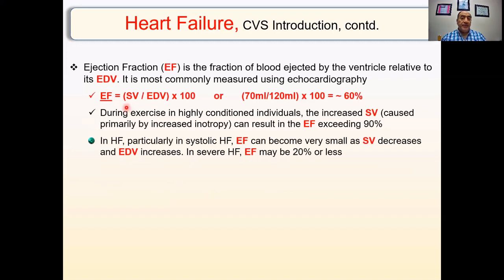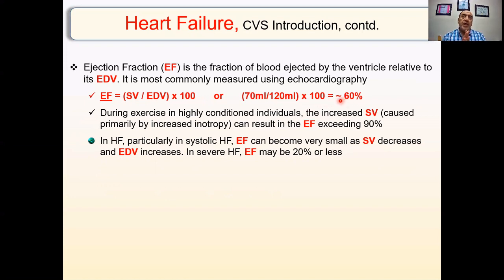Finally, the ejection fraction, very important. When we talk about heart failure, we'll talk about the ejection fraction, whether it's changed or not. This we'll talk about in the next video. It's the fraction of blood ejected by the ventricle relative to the end diastolic volume. So now the end diastolic volume is 120. How much is pumped out of these 120 is the ejection fraction. So the ejection fraction is stroke volume divided by the end diastolic volume times 100. So 70 divided by 120 times 100 is about 60%.